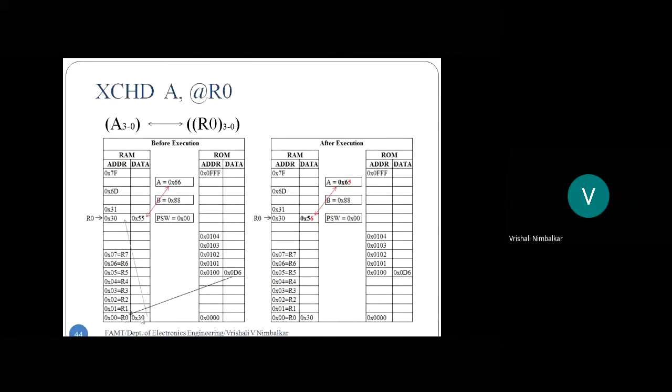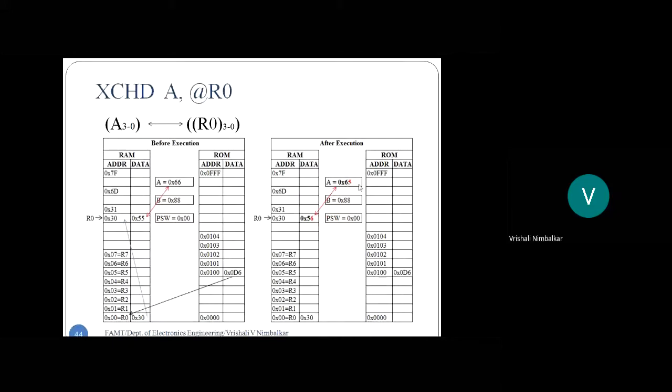R0 is holding a RAM address. Go to that address, pick the data, and exchange it with the accumulator. So the data pointed to by R0 is exchanged with the data from the accumulator. So after execution, what will you find?